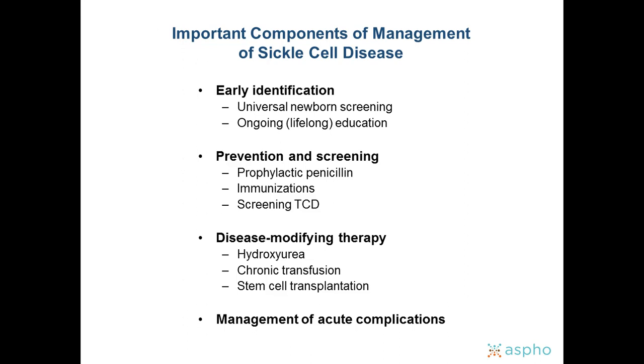Well, a cornerstone is early identification by universal newborn screening. And combined with that is ongoing lifelong education. Because if you want to identify them, to put them on prophylactic penicillin so they come in and see you in case of fever, if you don't educate the families what to do in case of fever or splenomegaly, then the early identification has been for naught.